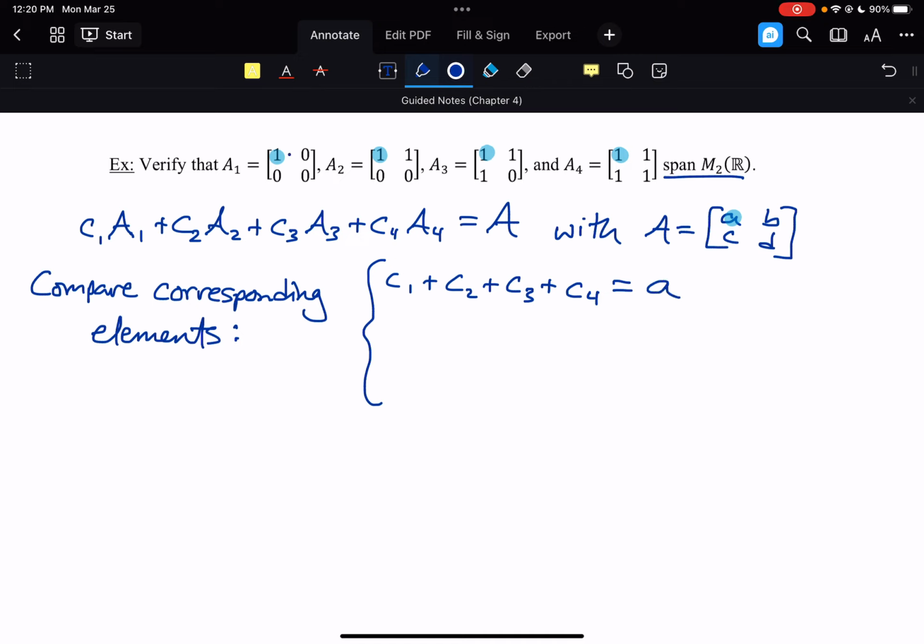Then, if we go to the 1, 2 components, C1 is 0, so there's no C1 there. There is a C2, there is a C3, there is a C4. So we get C2 plus C3 plus C4 equals B. Move on to the 2, 1. We get 0 for C1, 0 for C2, C3, and C4. So we get C3 plus C4 equals C. And for the 2, 2 component, we get 0, 0, 0. So we get just C4 equals D.